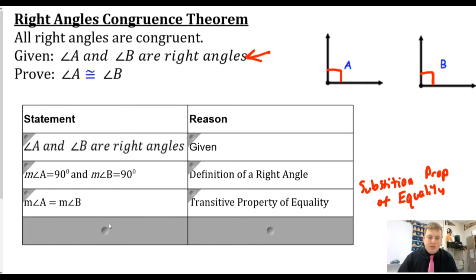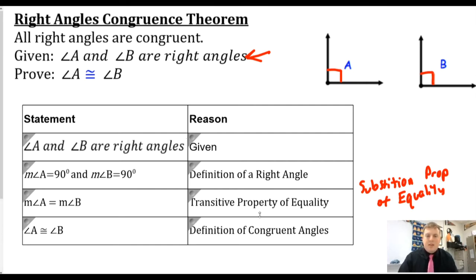So the last thing that we do is we change that symbol in the middle and say that angle A, instead of being equal to the measure of angle B, we're going to say that angle A is congruent to angle B. And the thing that allows us to say that is the definition of congruent angles. Alright, there we go. We've proved the right angle congruence theorem.